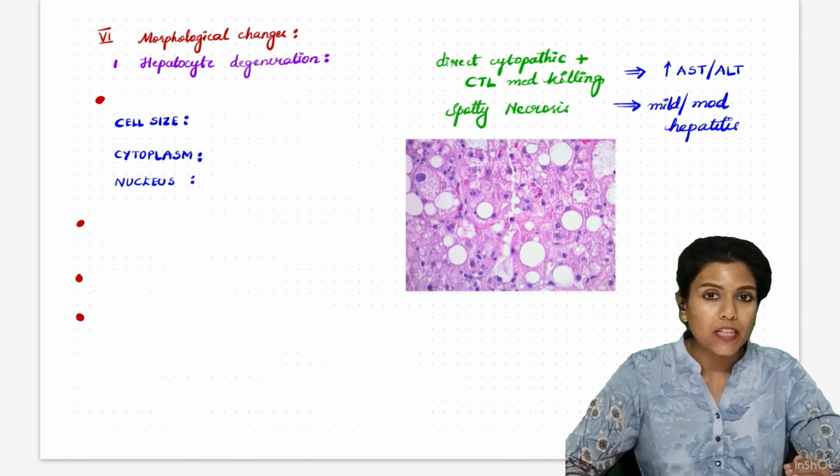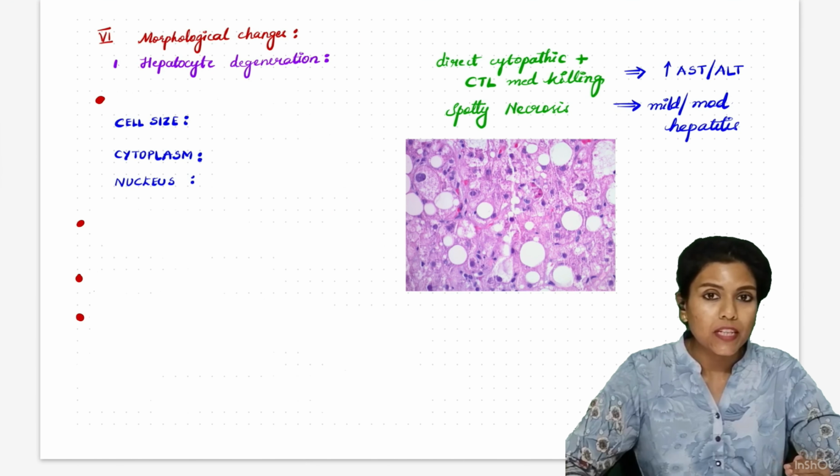Coming to the other thing, Councilman bodies or the apoptotic bodies, also called acidophilic bodies. In our previous video, we studied the pathogenesis wherein the cytotoxic T lymphocytes induce apoptosis of the infected hepatocytes. Those dead bodies are called apoptotic bodies or Councilman bodies or acidophilic bodies. As with any other cell, apoptosis is a non-leakage process.